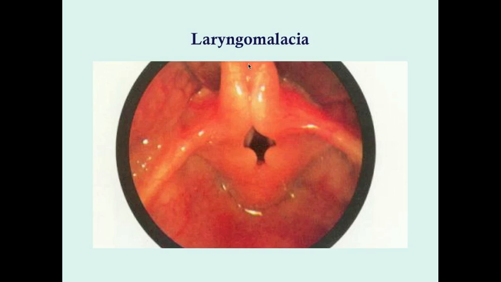I don't think you're going to get a question on the test that's going to ask you to look at a picture from the laryngoscope. You should know that laryngoscopy is the best way to diagnose laryngomalacia. But if you do get a question and they do show you a picture, look for this omega-shaped epiglottis.